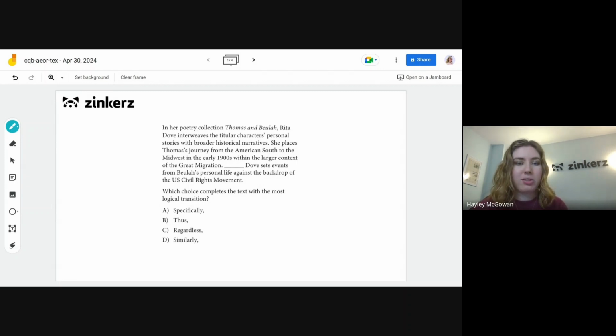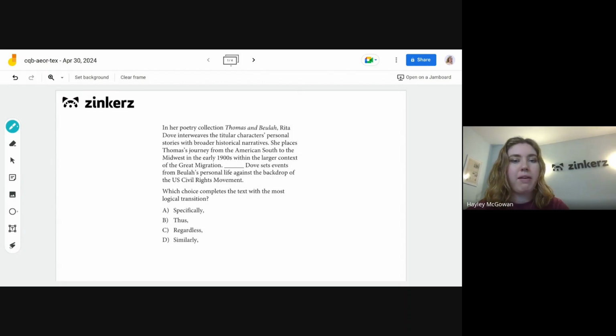Looking at our passage here: In her poetry collection, Thomas and Beulah, Rita Dove interweaves the titular characters' personal stories with broader historical narratives. She places Thomas's journey from the American South to the Midwest in the early 1900s within the larger context of the Great Migration. Blank, Dove sets events from Beulah's personal life against the backdrop of the U.S. Civil Rights Movement. So we can always work through how many sentences there are in these questions.